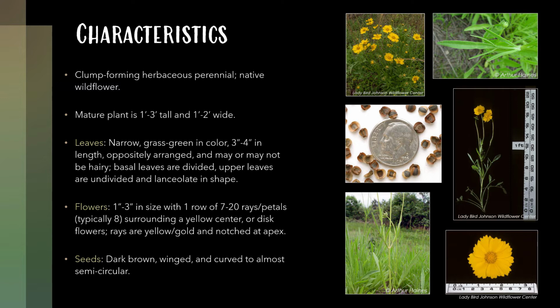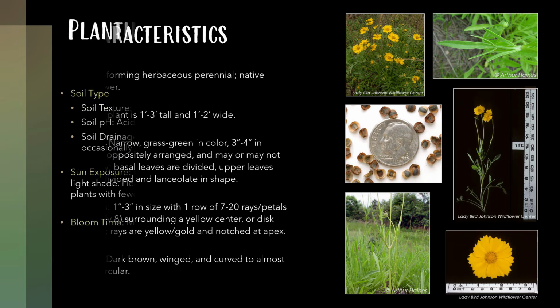The vibrant flowers are about 1 to 3 inches in size and one row of 7 to 20 petals. On average, however, 8 petals surround a yellow center. Petals are also yellow and are notched at apex. Their seeds are dark brown, winged, and curved to almost semicircular. Again, the common name of tickseed comes from the fact that the seeds look like ticks. You can see this in the photo with the quarter.